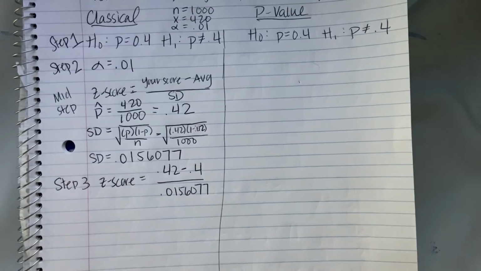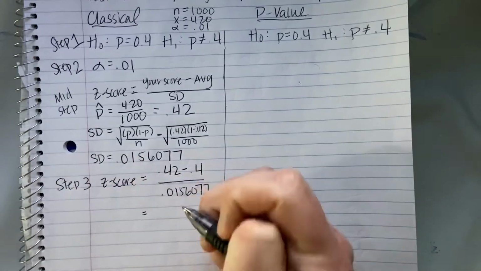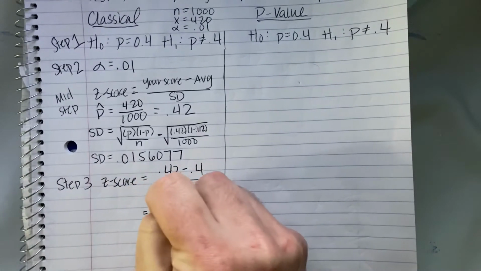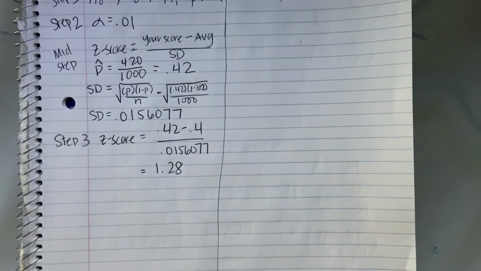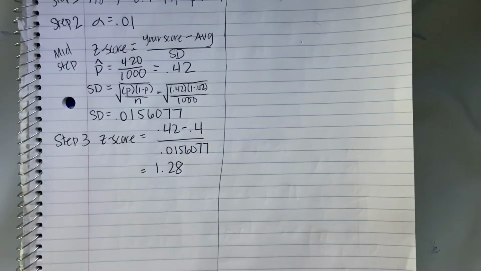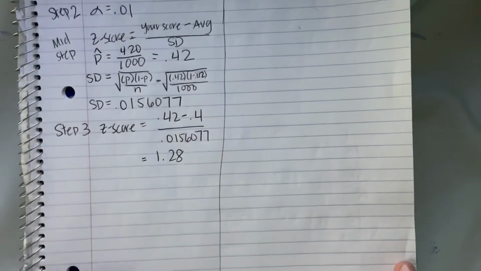When I get that, I get my z-score, rounding to 2 decimal places always, is 1.28. So I got a z-score of 1.28. That tells me how many standard deviations away from what I expected the answer was, if that 0.4 at the very beginning was the actual value.